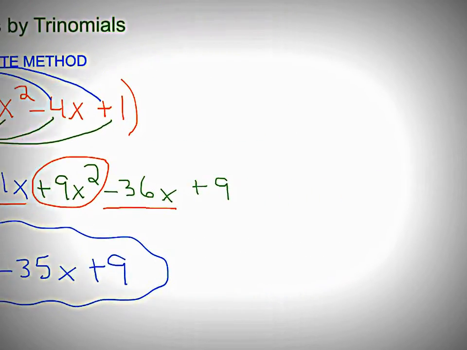Now I'm going to give you one question to try on your own using this method, and then we will do one more question in this lesson together. So I want you to do x squared minus 6x plus 3 times 2x minus 5. And you can tackle this a couple different ways.